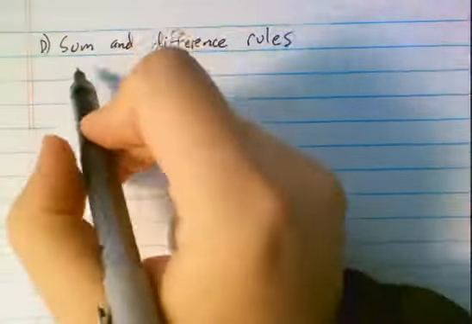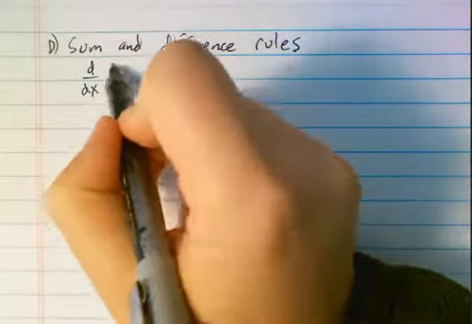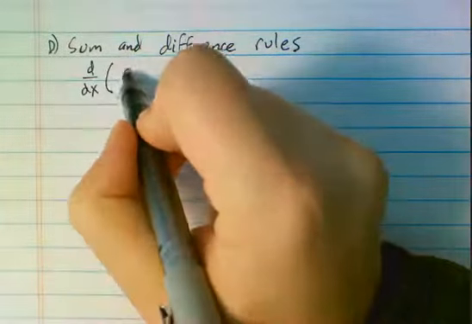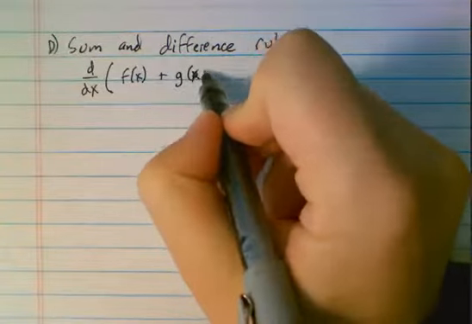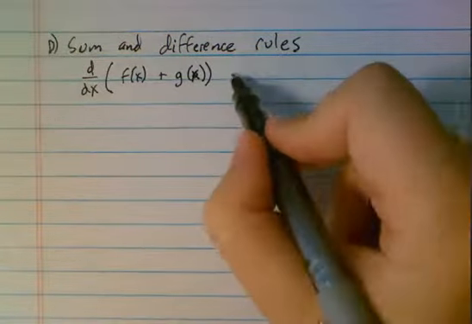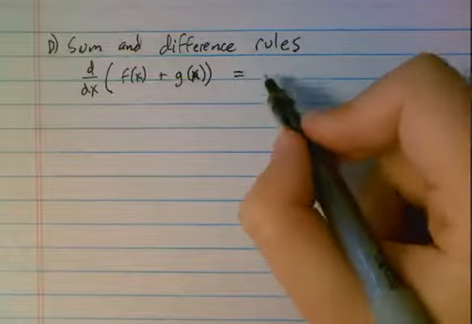So if we have a situation where we have two functions that are added together, and we're told to take the derivative of them, so let's say we have some function f of x plus g of x, and we're told to take the derivative. All that this rule says is that we take the derivative separately.